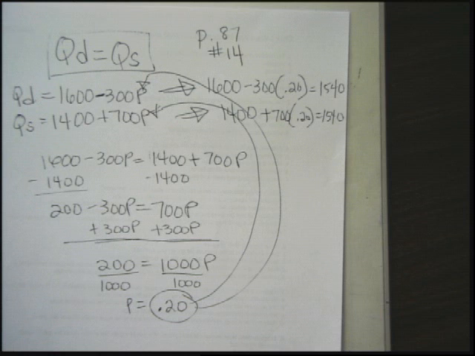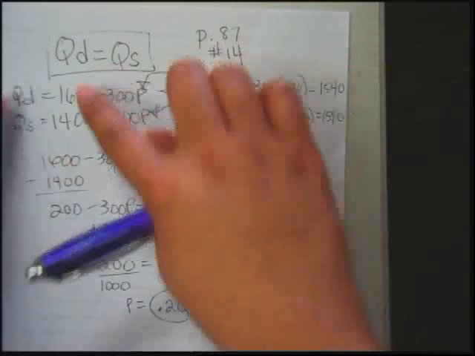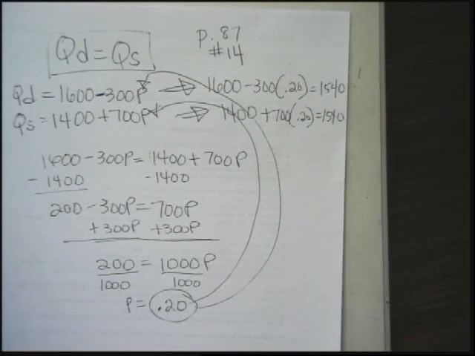Would everyone be okay with a problem like this on the test? Okay. Just set them equal to each other, solve for P, plug it back in, and then solve for Q. Again, we're just finding where supply and demand meet algebraically.